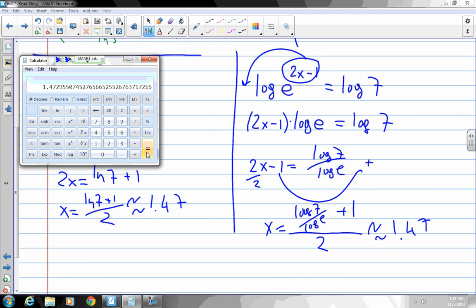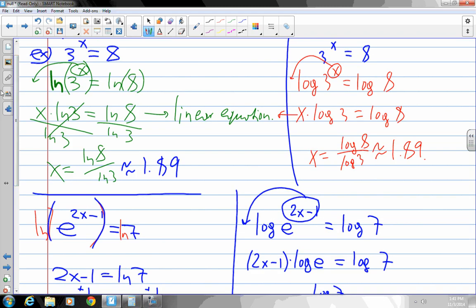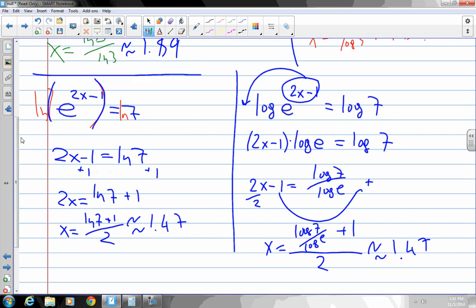So, what is the message? Well, if you already have base e, if it's either, then it doesn't matter. But if it already has base e, use natural log. If it already has base 10, use common log. But if it doesn't have either, then it doesn't matter.